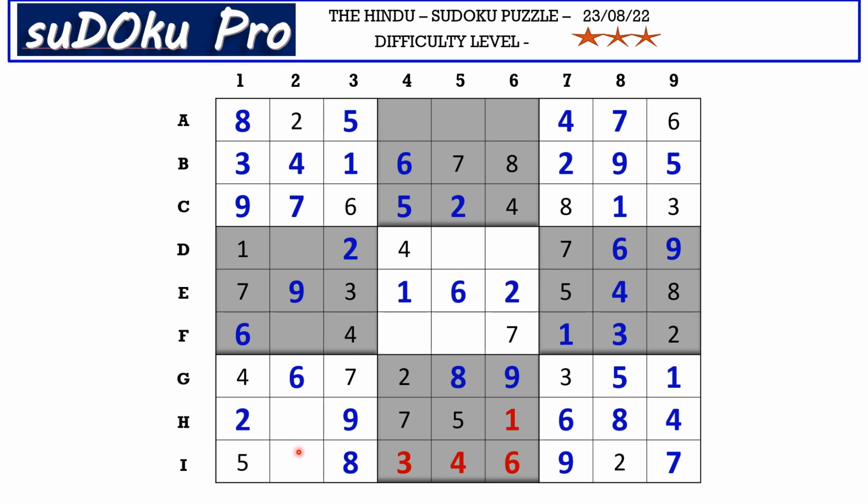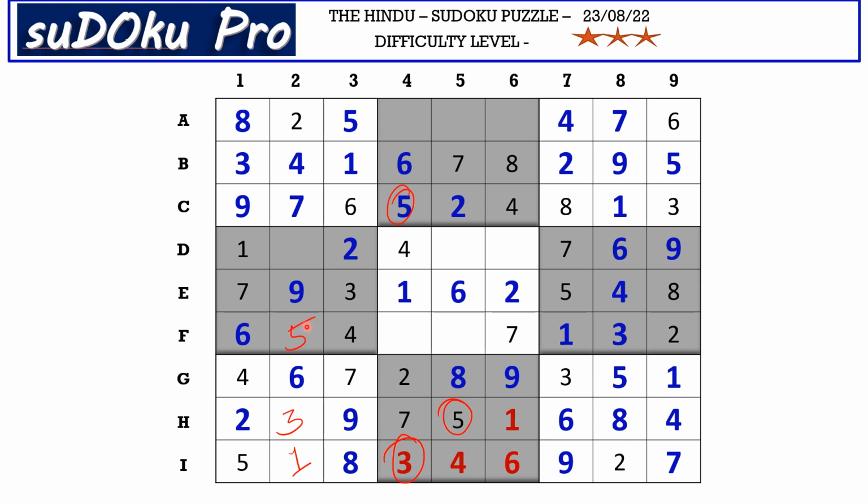Missing numbers in this block are 1 and 3. There is 3 blocking from I row. So I2 takes 1 and H2 takes 3. Let's try to fill F row. There is 5 here in 4th column and a 5 in 5th column, which blocks these 3 cells. So 5 goes here in F2.